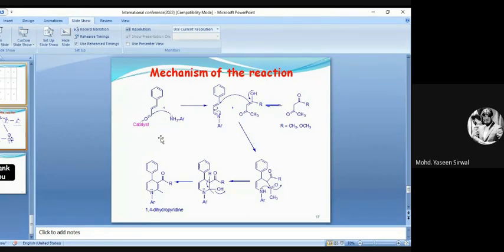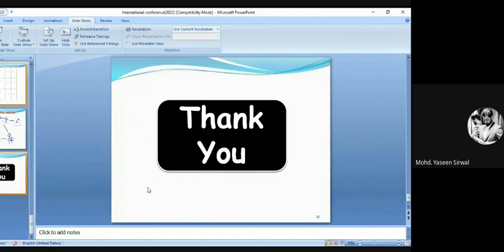Normal condensation between aromatic amines and cinnamaldehyde leads to the formation of imine. Then it undergoes 4+2 cycloaddition leading to cyclization of the product, followed by dehydration, and we finally get 1,4-dihydropyridines. Thank you, ma'am, and other colleagues for your patient hearing.